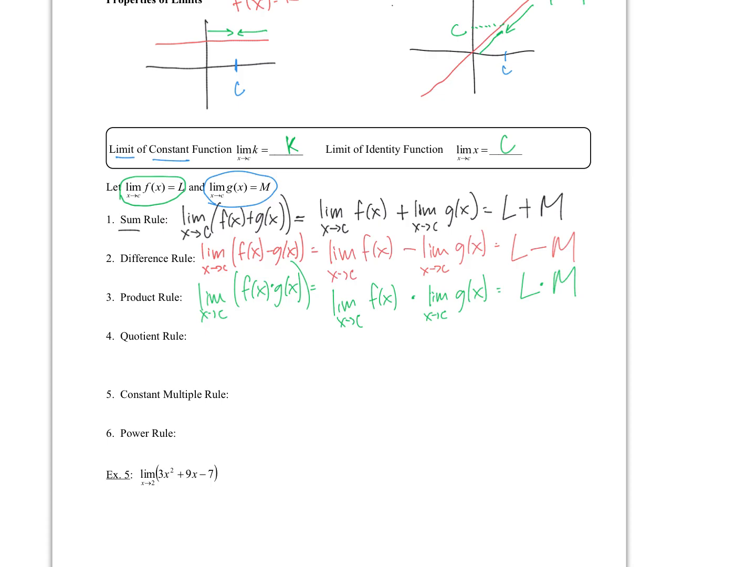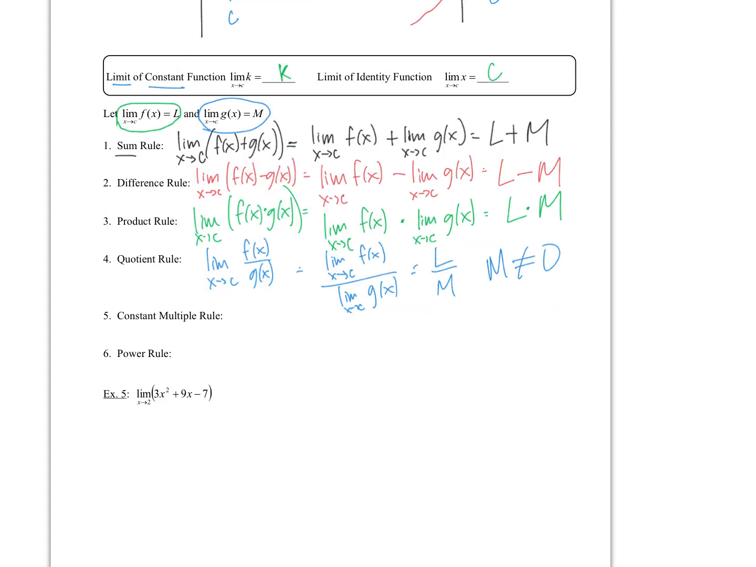Okay, quotient rule. It means if I'm doing the limit as x approaches c of f of x divided by g of x, then I can do the quotient of the limits. So the limit as x approaches c of f of x divided by the limit as x approaches c of g of x, which would be L over m as long as m does not equal 0.